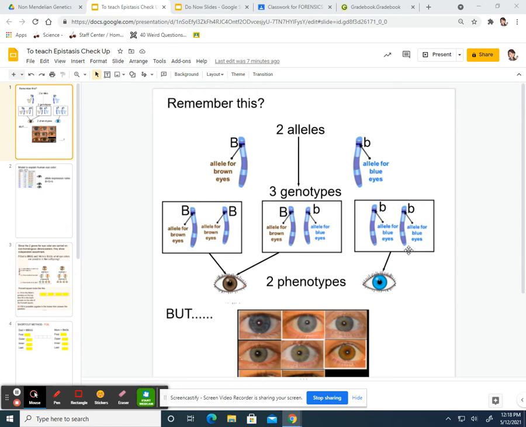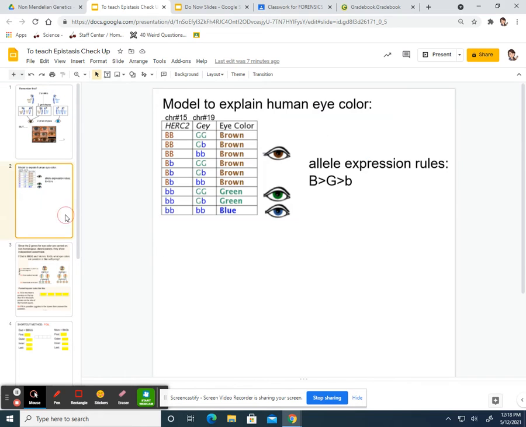There are many other shades of eye color besides brown and blue. For example, what about green eyes? People have green eyes. So we're going to look at how eye color is actually inherited and see that it's much more complicated than just one gene with one dominant and one recessive allele.